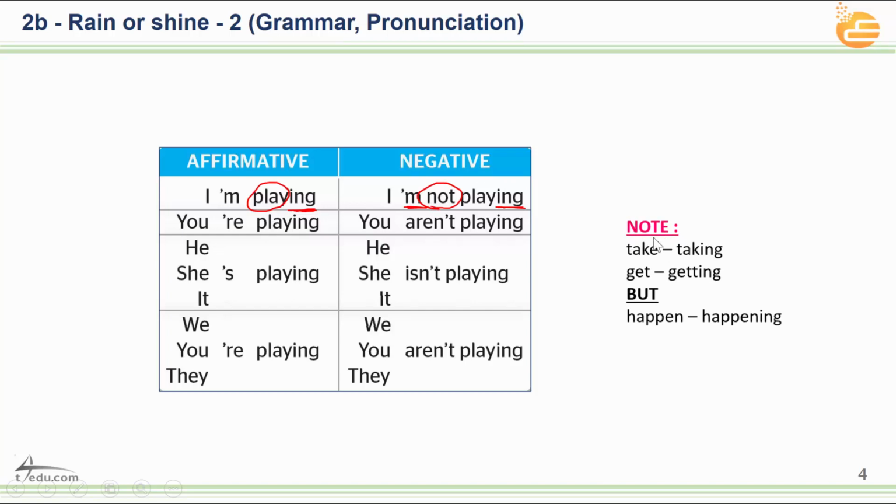Note, you have to remember this one. When I say take, and I want to add ing, I should take out the e. Can you see the e? This is the e. Then add ing. With get, we have to add another T. Can you see the other T?